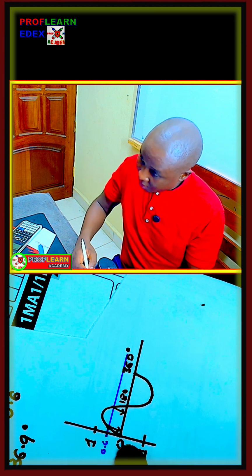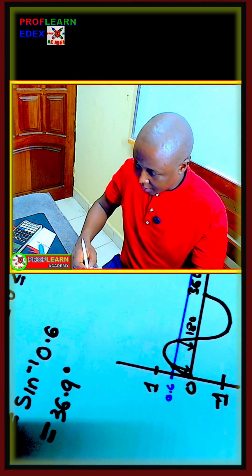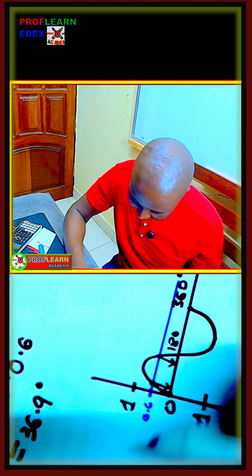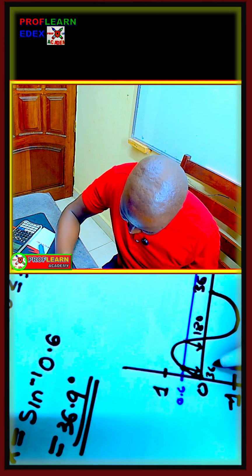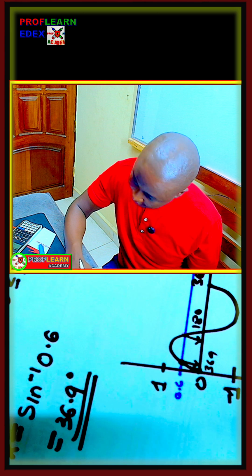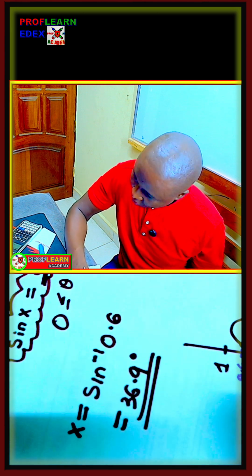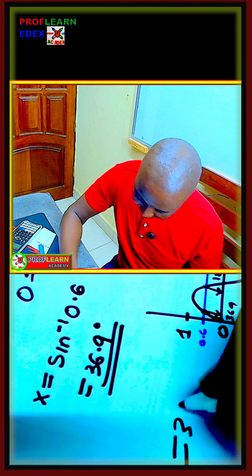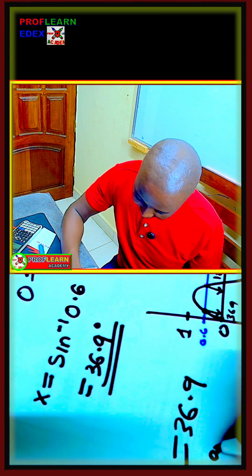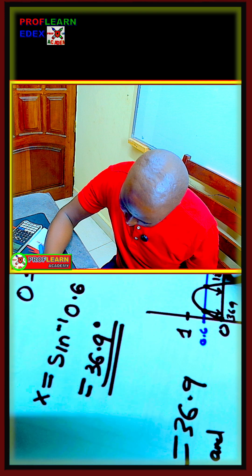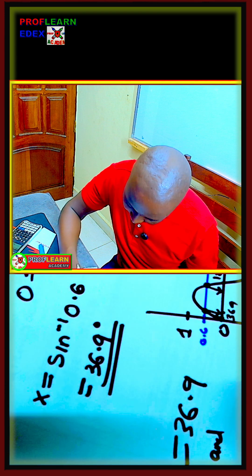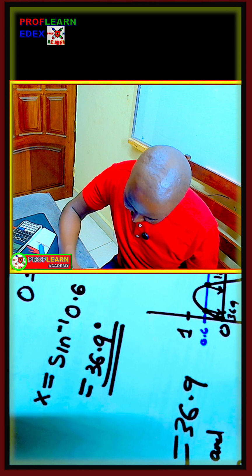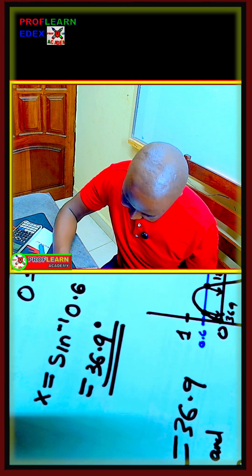The first one, which is this one here, is 36.9. So in this case, x equals 36.9, and the other solution will be 180 minus this angle that we got here. So another value will be 180 minus 36.9.